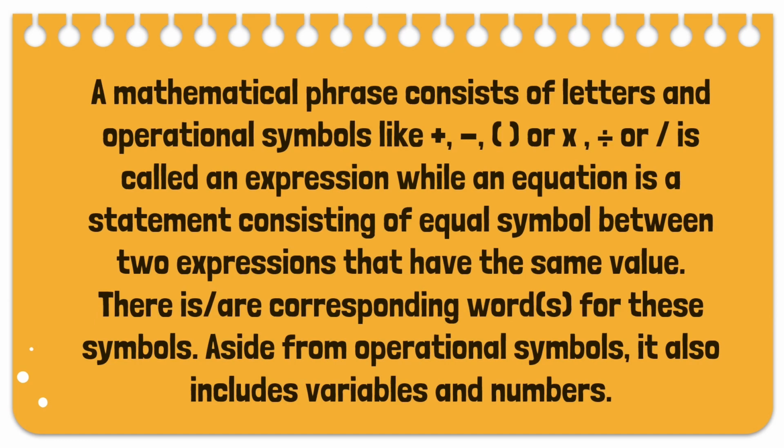A mathematical phrase consists of letters and operational symbols like plus, minus, open and close parentheses, times, division, or slash, which is called an expression, while an equation is a statement consisting of an equal symbol between two expressions that have the same value. There are corresponding words for these symbols. Aside from operational symbols, it also includes variables and numbers.